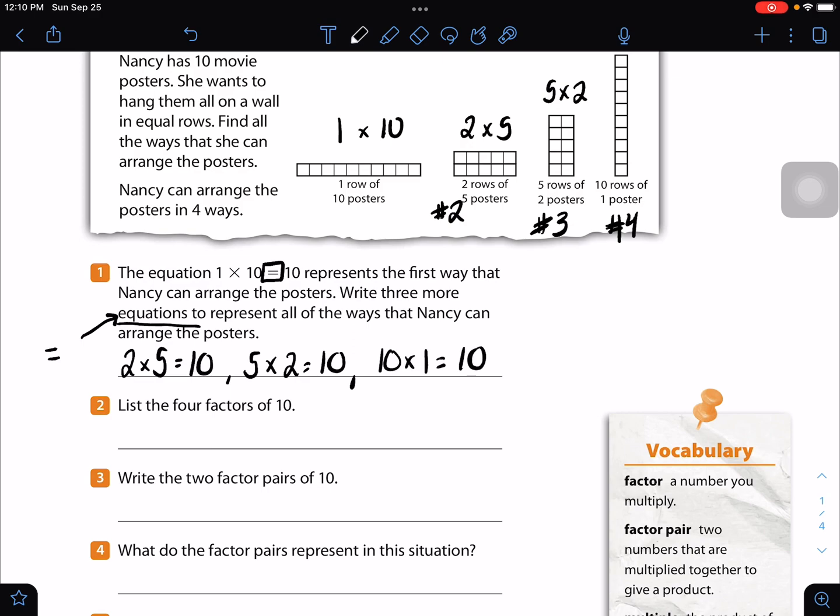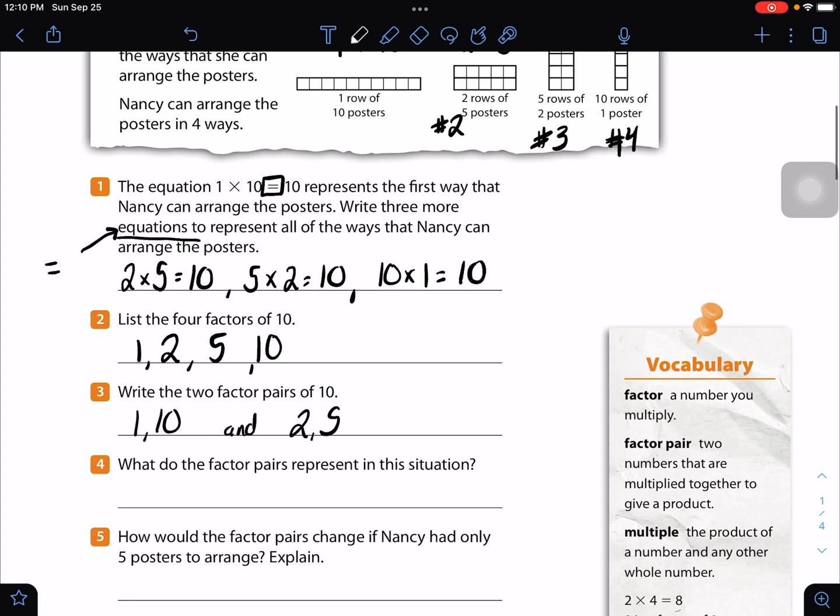They all equal 10. So what are the factors? Here's how we write these factors. You use commas. You always start with the smallest and the biggest number on the two ends. So we know 1 times 10, 1 is the smallest factor, 10 is the biggest. And then you put any other factors in the middle in order from least to greatest. So 2 and 5 make 10. Write 2 factor pairs of 10. Well, we know that we have 1 and 10, and we know that we have 2 and 5.